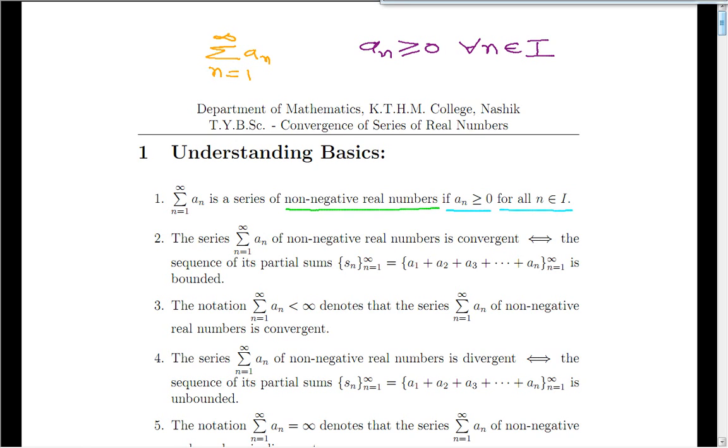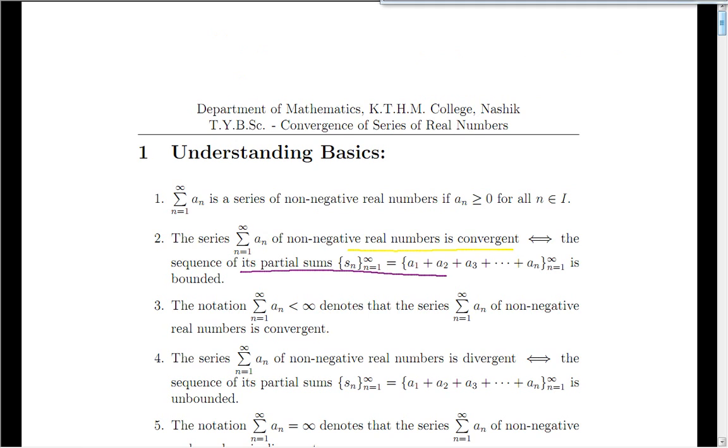Then the series of non-negative real numbers is convergent if its sequence of partial sums is bounded. So, series of non-negative real numbers is convergent if and only if its sequence of partial sums is bounded. Let me repeat this result. It is a very fundamental result which we often use. Series of non-negative real numbers is convergent if and only if its sequence of partial sums is bounded.